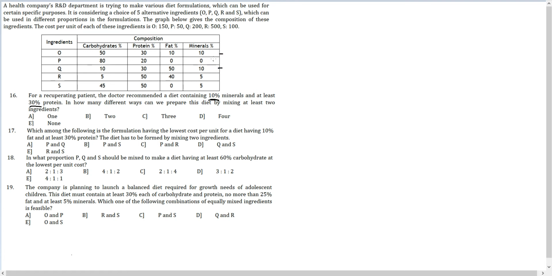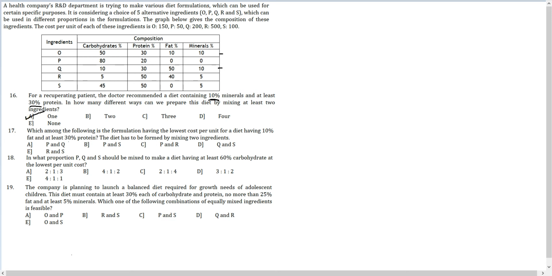So O and Q together, will they also give 30% protein? Yes, 30 protein, 30 protein. So yes, a pair of O and Q works, and no other pair will work. No other pair of 2 or 3 or 4 or 5 would work, because regardless of whatever proportion you mix them in, your average mineral percentage will always be lower than 10. Therefore, the answer to the first question, in how many different ways can we prepare this diet by mixing at least two ingredients, the answer will be option A, 1.